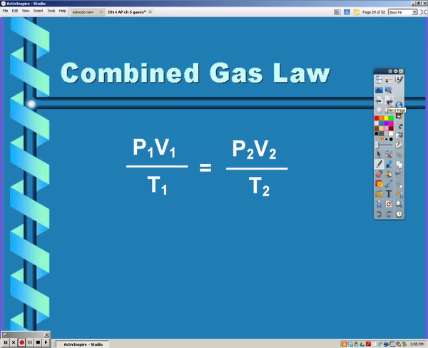The combined gas law is P1V1 over T1 equals P2V2 over T2. And it's going to combine those last three gas laws.